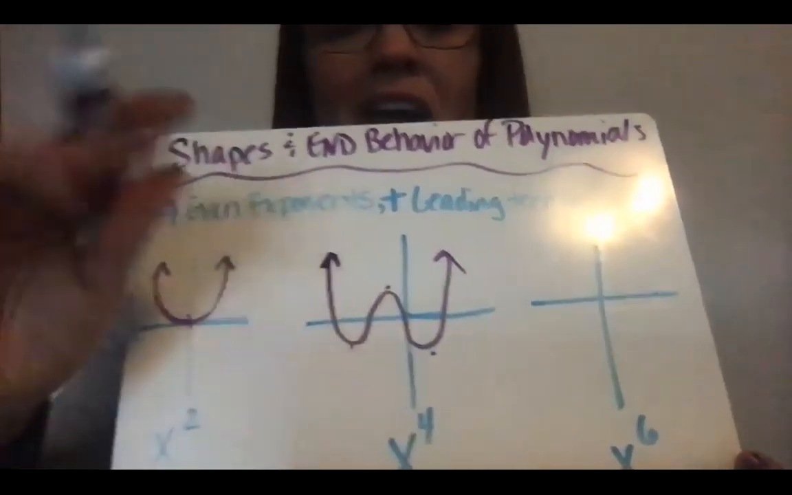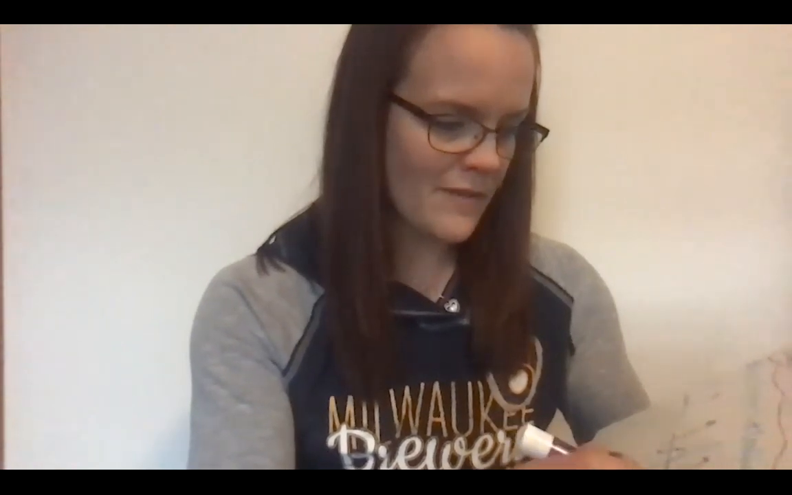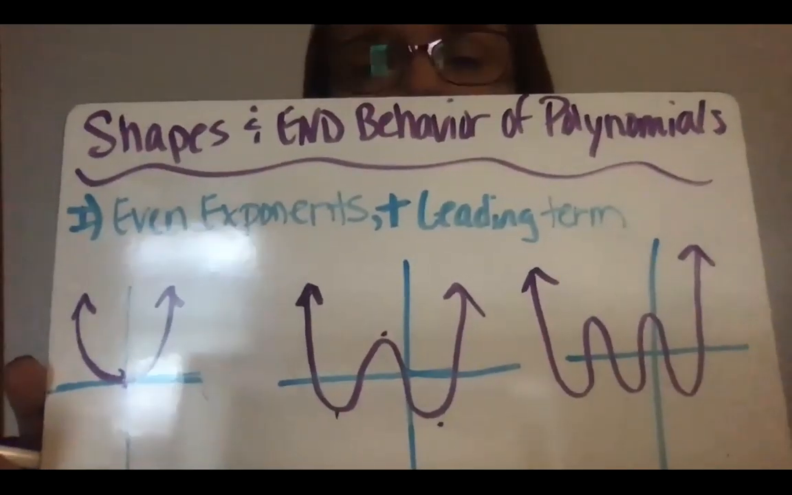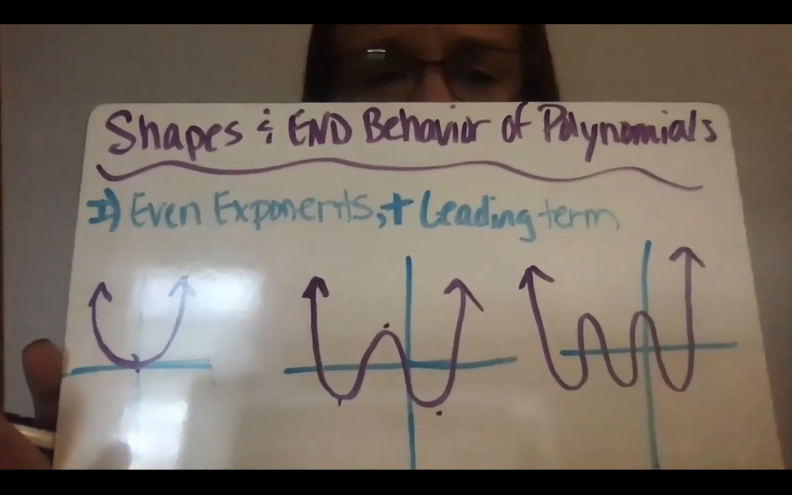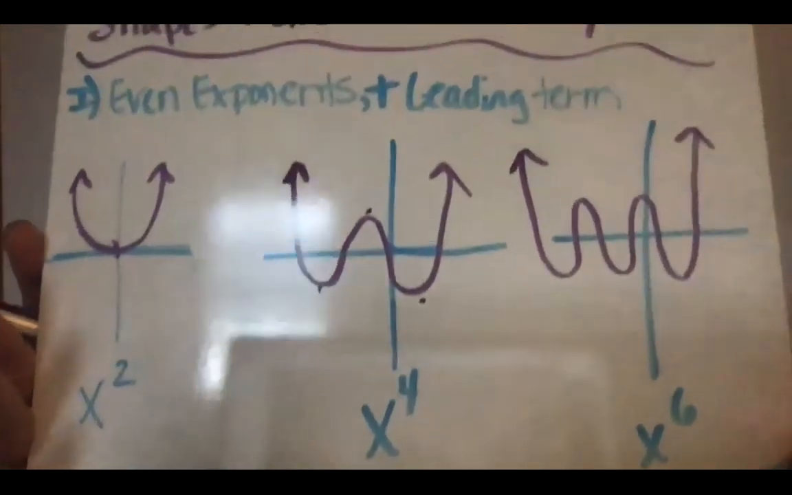X to the 6th is going to have 5 humps. So that's 1 bump less than the degree. We can go ahead and draw in that one as well. 1, 2, 3, 4, 5. And we'll make x to the 6th look like that. So x to the 8th, x to the 10th, we can keep going, but it's just going to get redundant. I think you get the idea between x squared, x to the 4th, and x to the 6th.